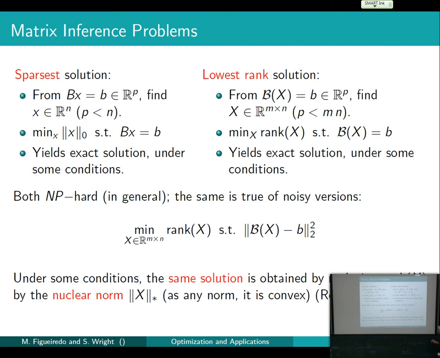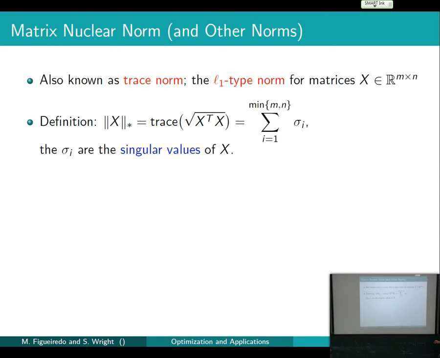There was some work on this by Ben Recht and Candes and others around 2010 that showed if you replace the rank by the nuclear norm, then given that certain conditions were true on the operator B, solving the nuclear norm problem actually gave you the same solution as solving the rank problem. And just recalling the definition of the nuclear norm, it's the sum of the singular values of X.